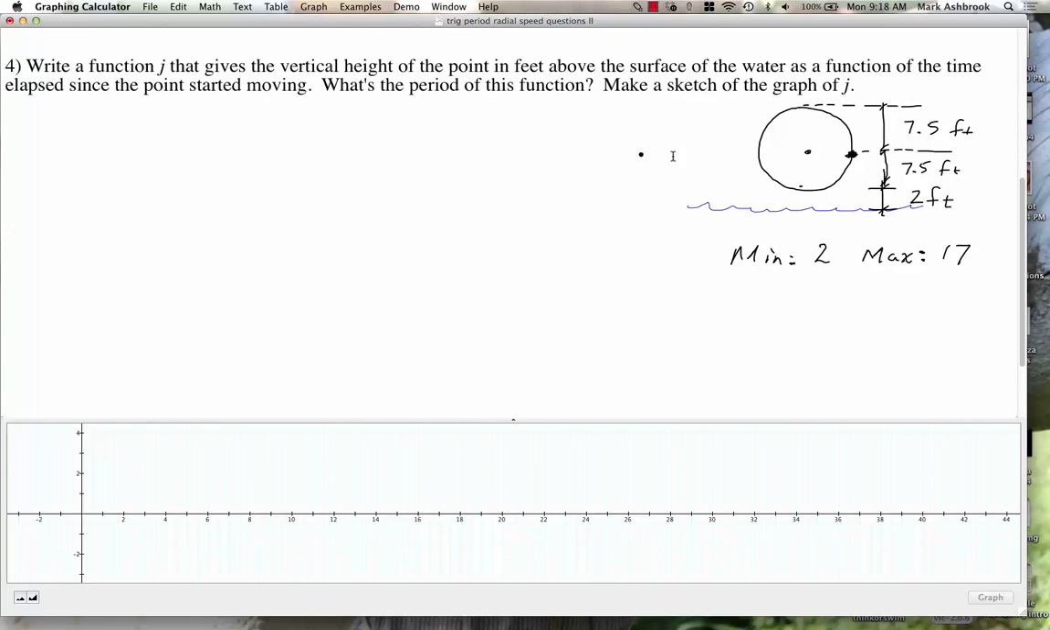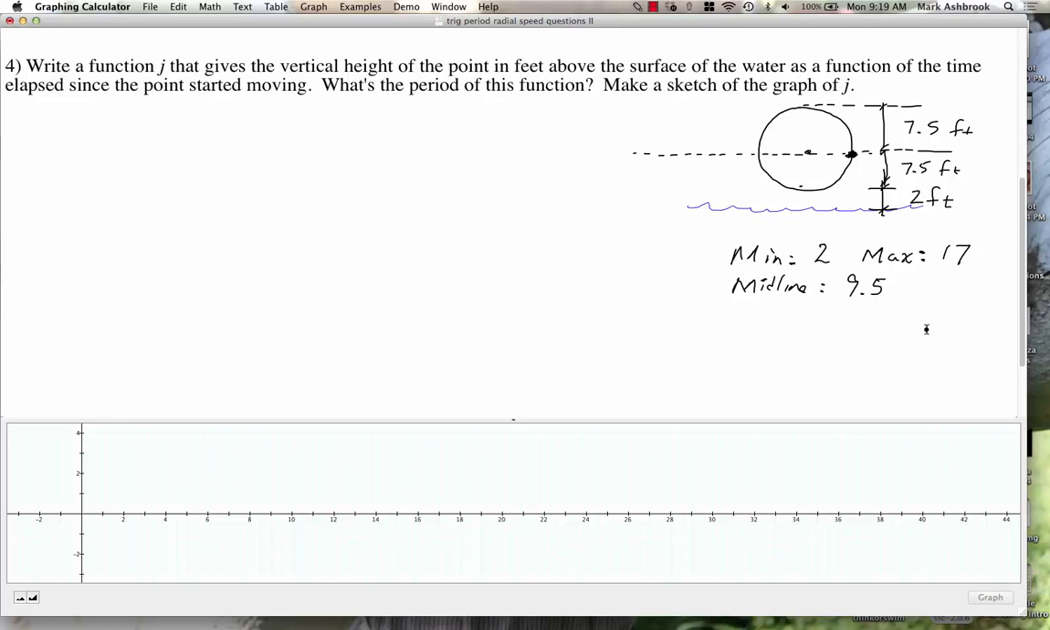Okay, so then we have this thing called, we're going to define some terms today, the midline. The midline of our eventual function that we're graphing. 9.5. Okay, 9.5, right? Because the midline is going to be the height above the water of the midline of rotation, or horizontal diameter. The midline is at 9.5.